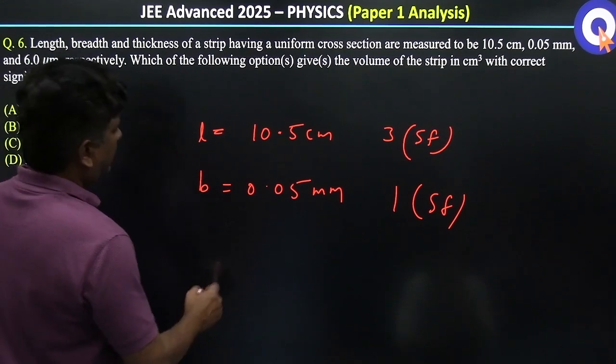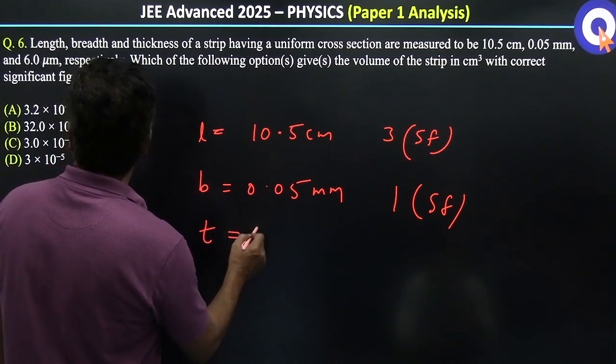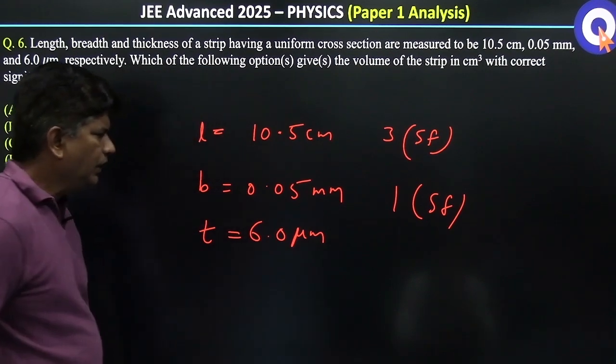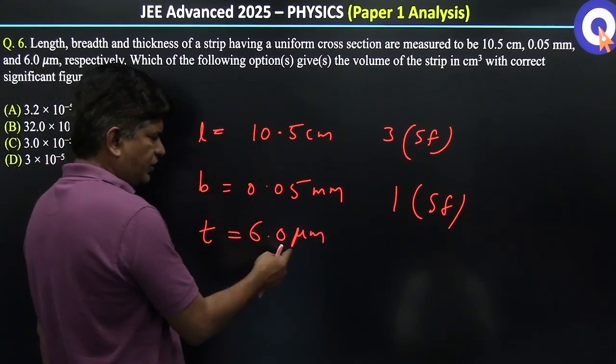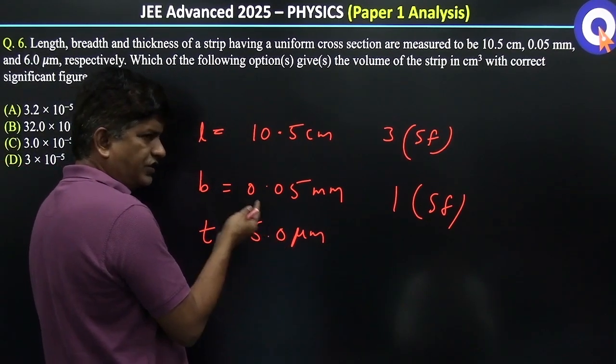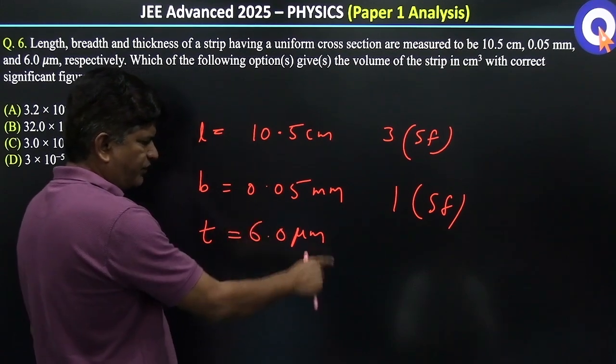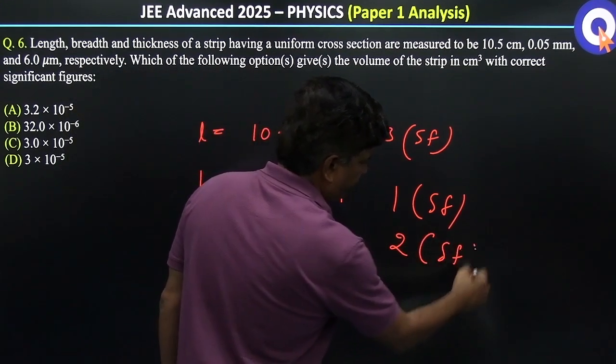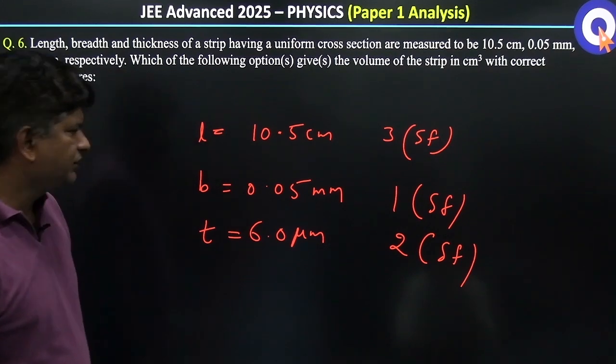And in the thickness that is given in the question, 6.0 micrometer is given. Now after the decimal there is a 0, and before the decimal there is a non-zero digit. Therefore the number of significant figures here is 2. So the number of significant figures is 2 in case of thickness.